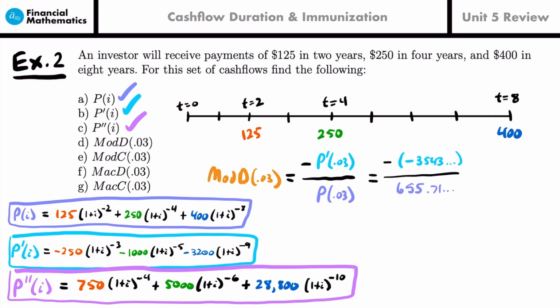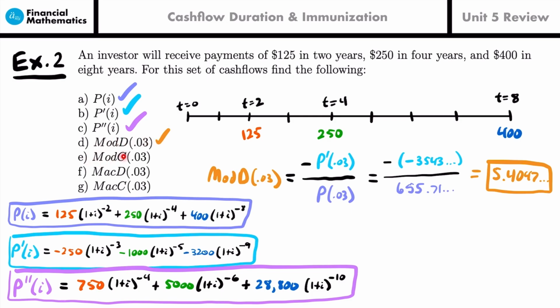And if you do that, you should get that the modified duration using a 3% interest rate is about 5.4047 and some more decimals. That is the modified duration for this set of cash flows at a 3% interest rate. That takes care of part D, so we'll check that off.